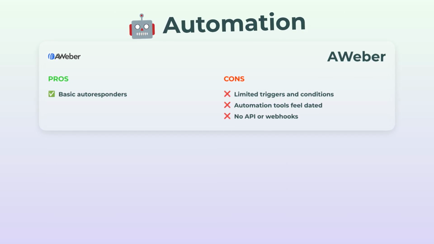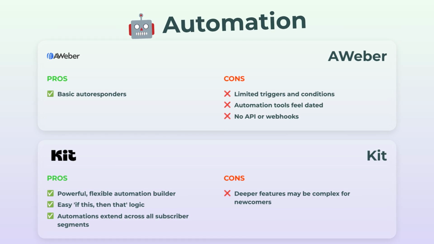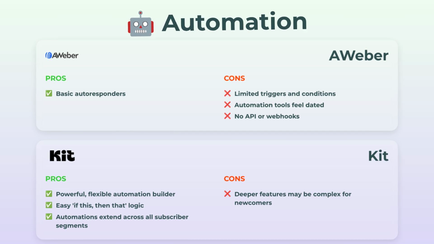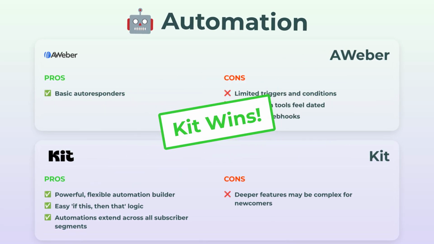Now Kit, oh, and here's something cool. You get this powerful automation builder that uses simple if this, then that logic. Super easy to understand, but if you're a nerd for segmenting, you can go pretty deep. The only caveat? Some of those advanced tools might take a sec to set up, but honestly, worth it. Kit's got automation locked down.